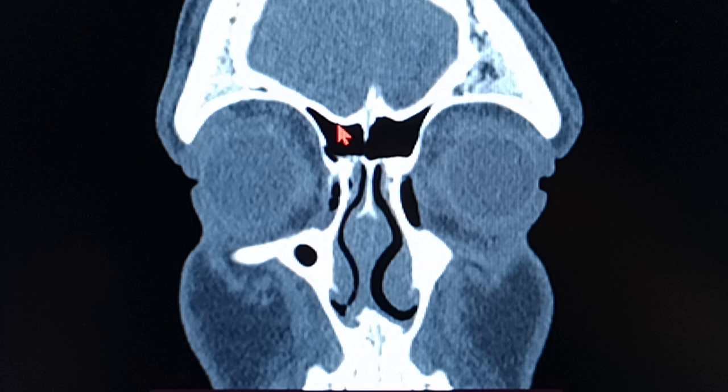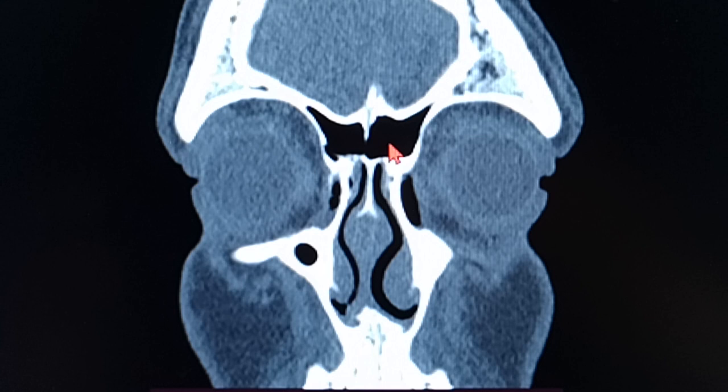Okay, for that you may also go for a unilateral or a bilateral Draf procedure, maybe a Draf 3, that is a modified Lothrop, to have an easy access. And with the combined endonasal and the external approach, you can just seal the entire CSF leak.